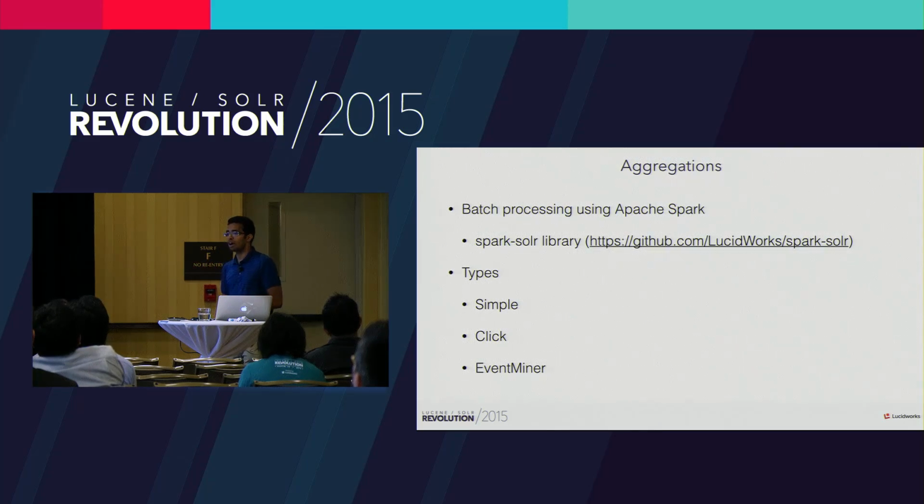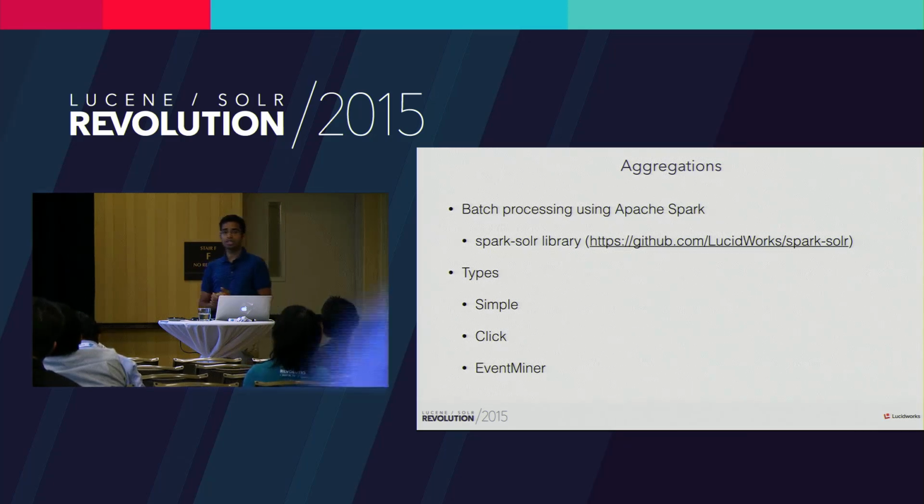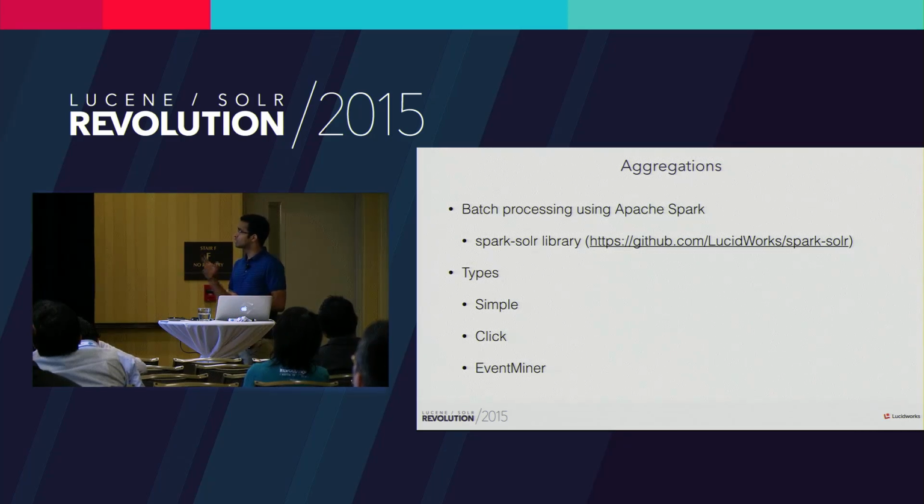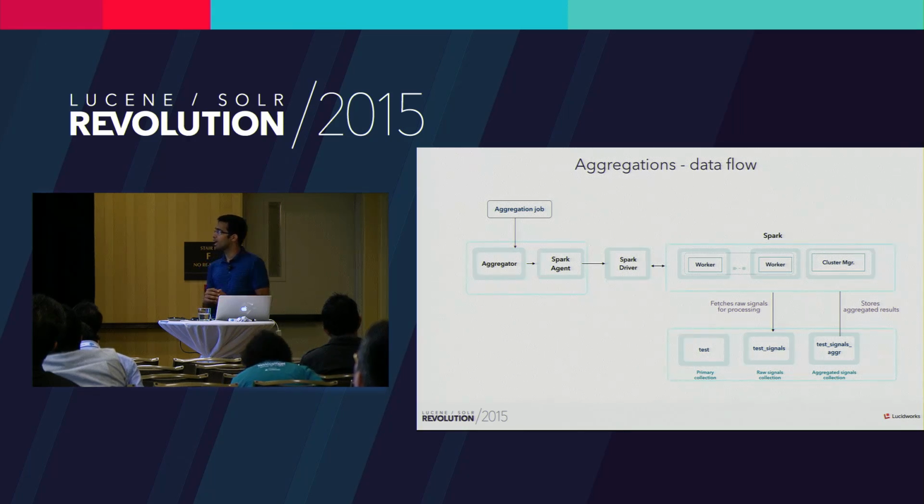Now that we have all this raw information, let's see what we can do with it. How can we use all this raw information, and then how can we aggregate it? So for example, aggregations is a service inside Fusion that takes the raw signals from the raw signals collection, and it uses Spark for all the processing. So here what happens is, whenever someone submits an aggregation job, it can be submitted manually or via a scheduler.